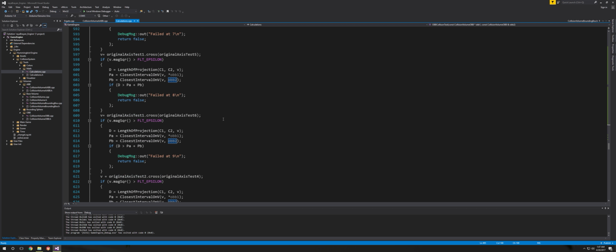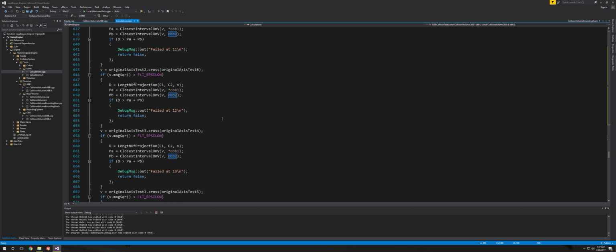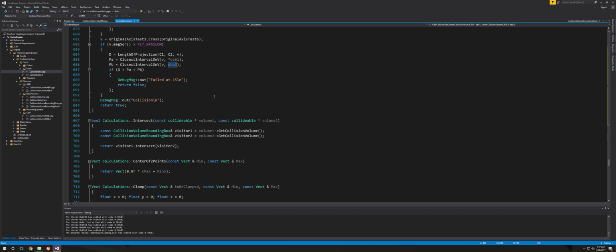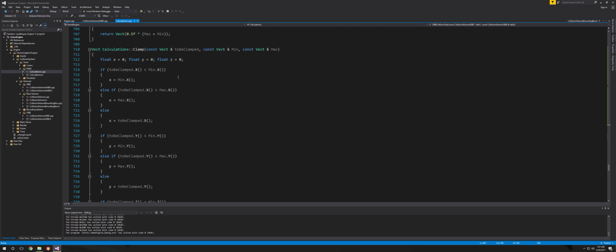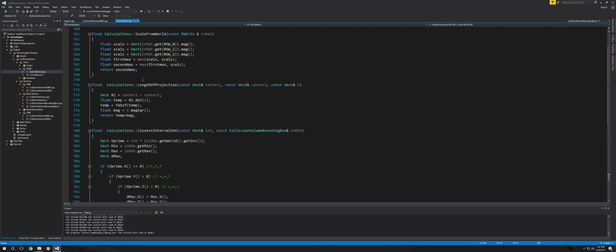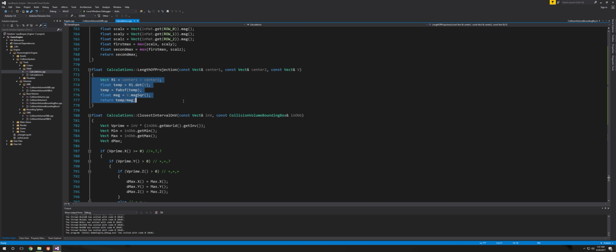An AABB is, in essence, the same math. Moving on, we have our calculation for projection. This is the math for calculating D, the distance between the two center points, and its projection on axis V.